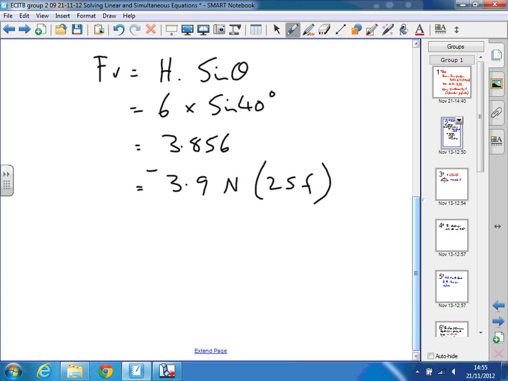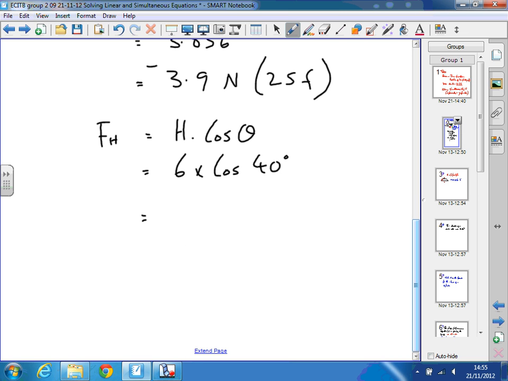Similarly, for the horizontal component, that's going to be H times the cosine of theta. So it's going to be 6 times the cosine of 40 degrees, which is 4.596. So again, rounding, we'd call that 4.6 newtons to two significant figures. It's important to put in the significant figure so somebody knows you've rounded it. And again, because of the convention we've chosen, it's negative. We've called forces to the right positive, so that will be negative.